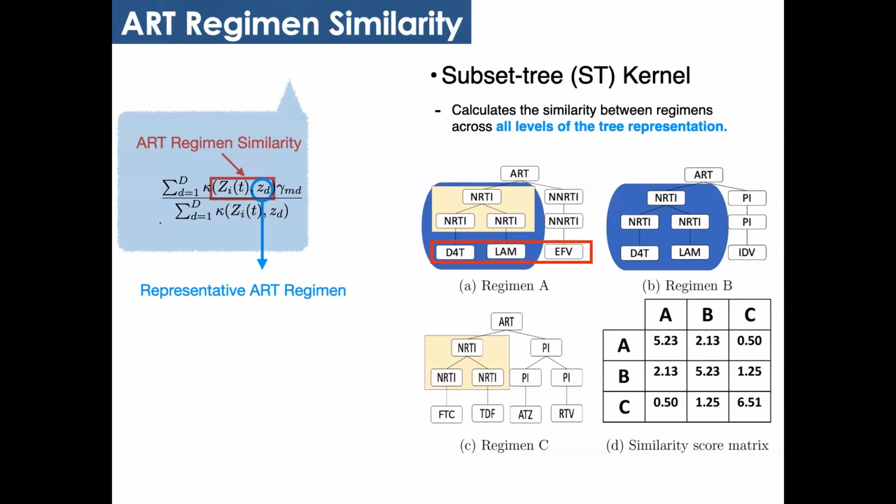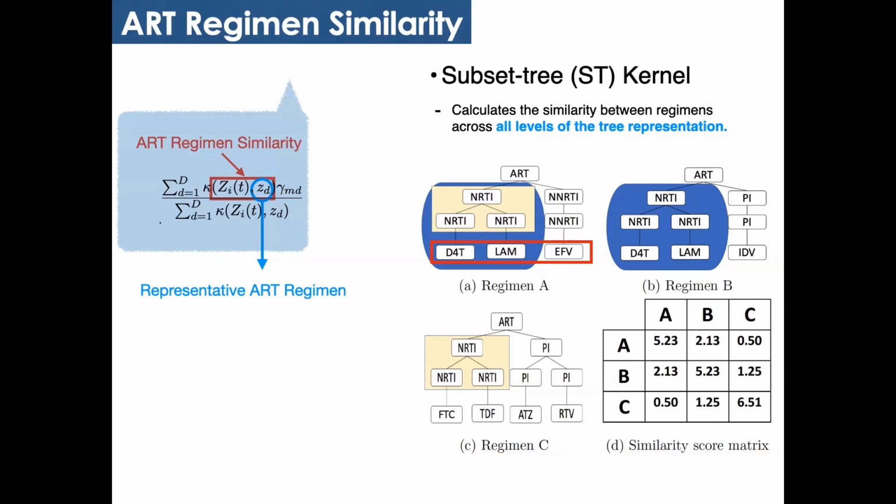Panel D is the similarity score we calculated for regimens A, B, and C. We can see A and B have higher similarity compared to A and C. Also, the diagonal values are self-similarity. The self-similarity for regimen C is higher than for A and B because C has 4 drugs and A and B only have 3 drugs. It is harder for 4 drugs to be exactly the same compared to 3 drugs.